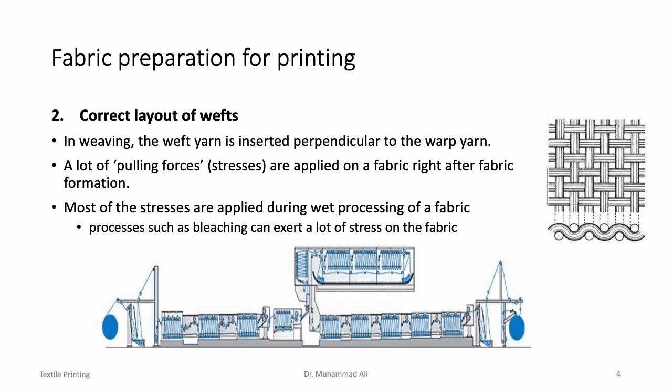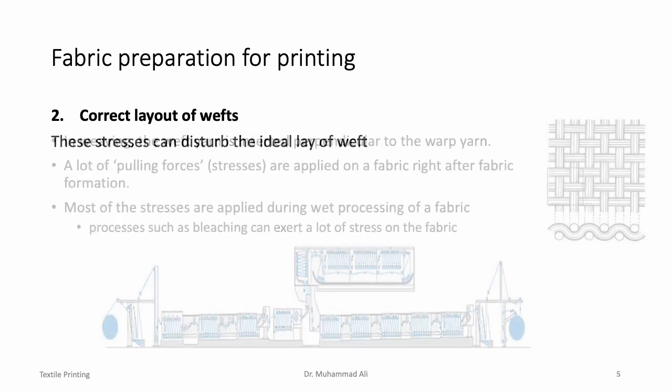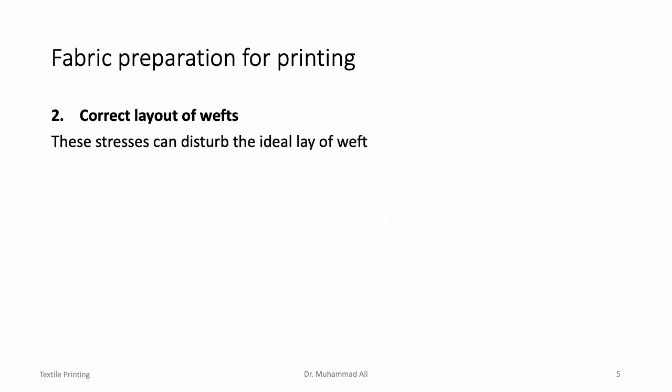You have studied in your previous courses that continuous open-width bleaching machines can contain well over 100 meters of fabric at a time. So the fabric is pulled through several dozen rollers, and of course, in this process, while the fabric is being pulled, a lot of force is exerted on the weft yarns. As a result of this, the layout of the weft threads can be disturbed.